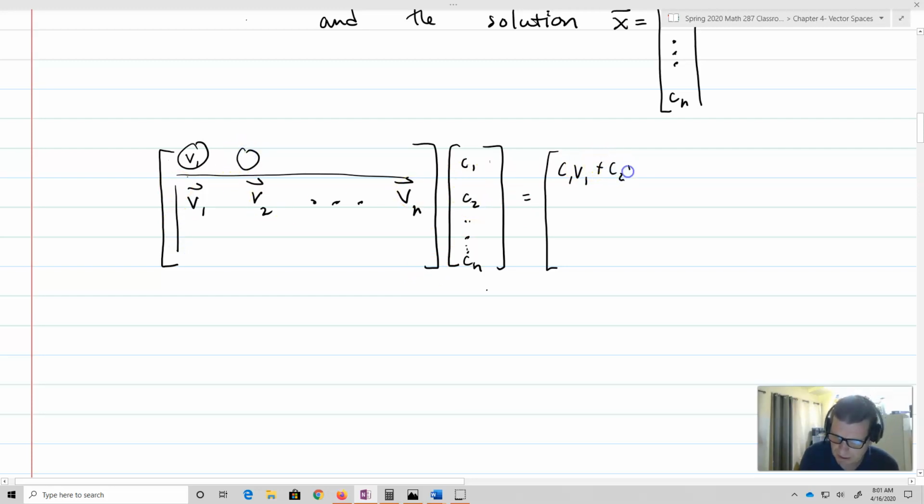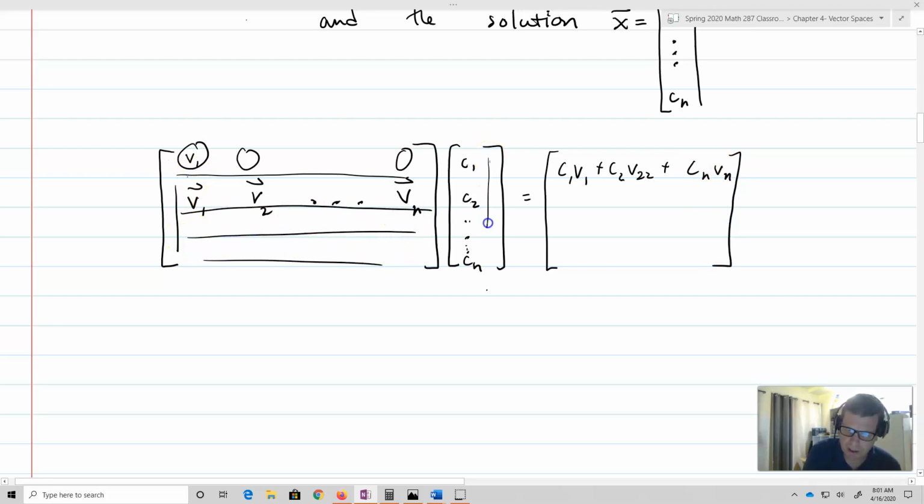So it's C2, call it V2, or C2 V22, whatever we want to call it. And then we're going to do it so on and so forth until we hit the end, which is Cn Vn. And then we're going to do that for each one of our rows by each one of our columns.